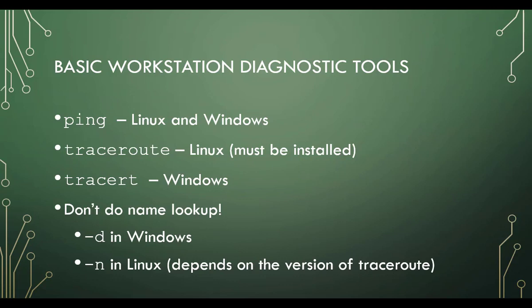So at the bottom, we've listed the command line options that you would need to turn off name lookup. In Windows, that will be -d, and in Linux, it will be -n. In the video where I demonstrate traceroute, we'll talk a little more about it, and you'll get to see that back and forth.